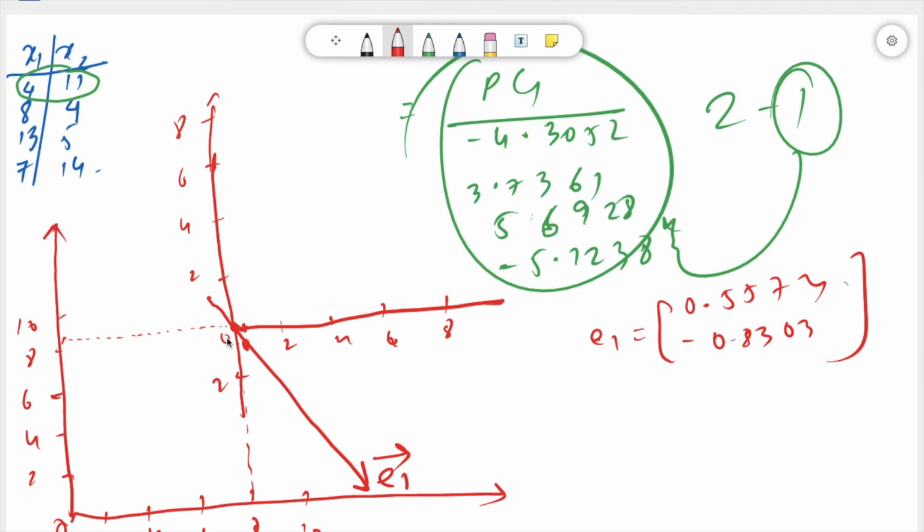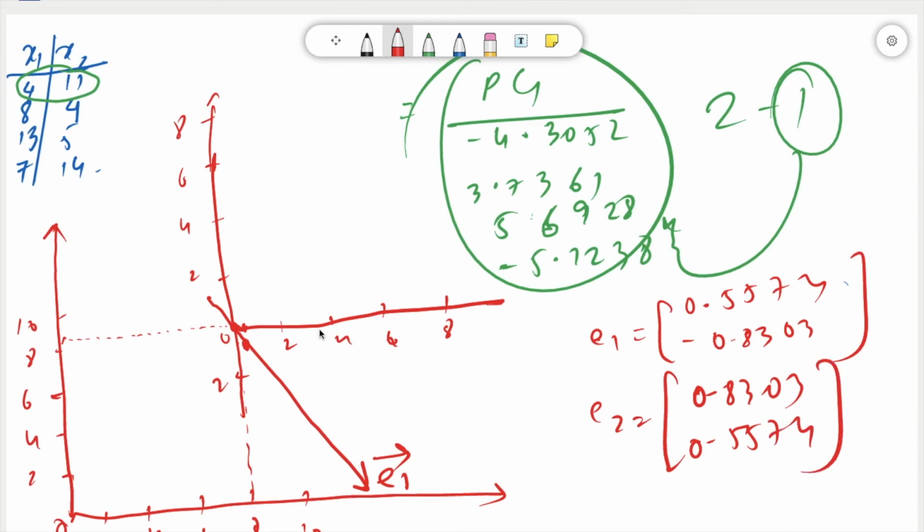So this is the direction, and similarly if we plot E2, which was 0.8303 and 0.5574, we'll get somewhere around this point, sorry, not going to the middle, but this will be 90 degrees, and this will be E2 cap. Here you can see that if you plot all these points like minus 4.3 and 3.76, all these will lie here only, on this line.